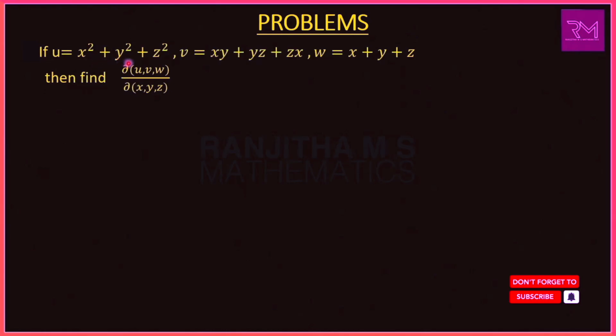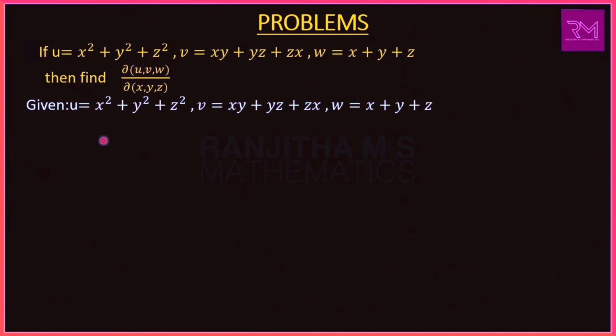u is equal to x square plus y square plus z square, v is equal to xy plus yz plus zx, w is equal to x plus y plus z. Then find del of u comma v comma w divided by del of x comma y comma z. That is to find the Jacobian for the function u, v, w. Here we have three functions u, v, w with respect to three independent variables x, y and z.